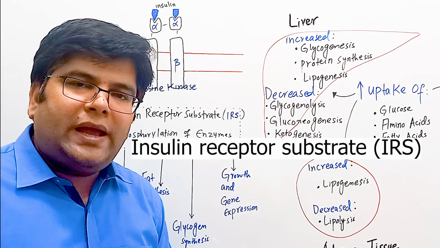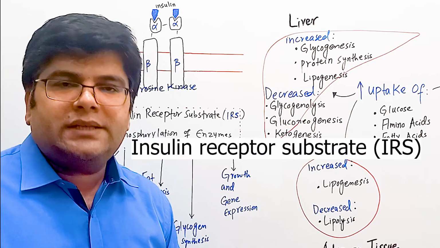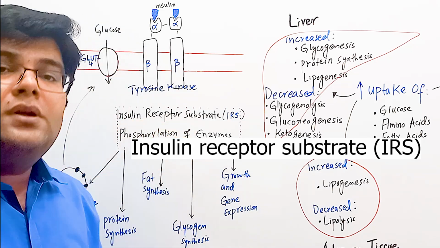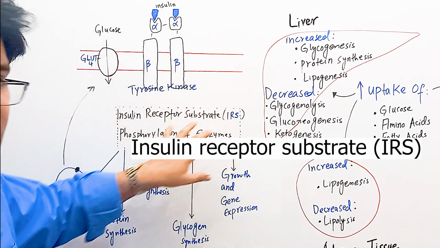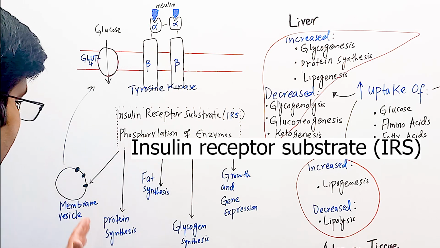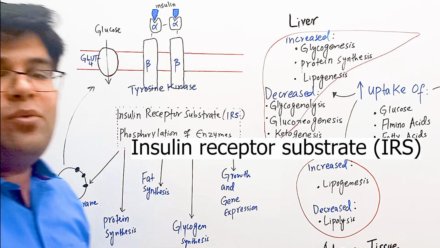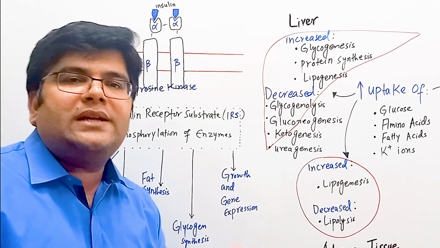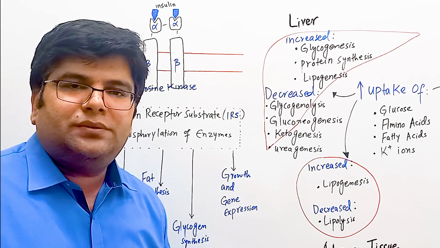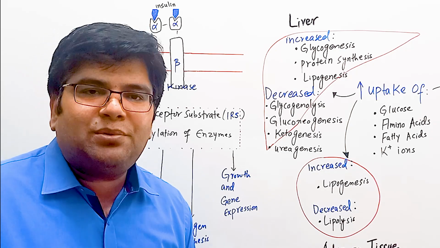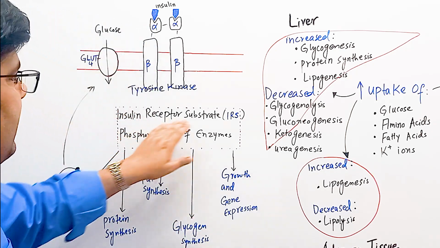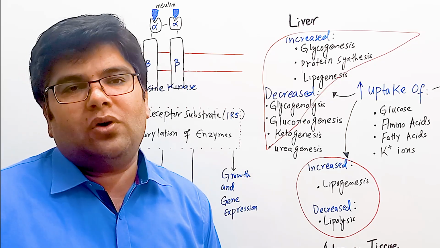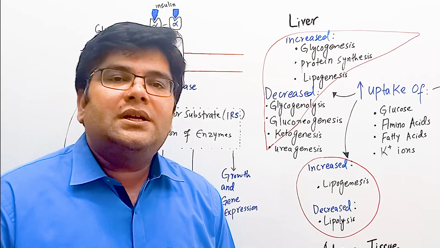A group of enzymes called IRS, or insulin receptor substrate, is also activated. These enzymes, which are phosphorylated, affect the protein, fat and carbohydrate metabolism. By this phosphorylation process, some enzymes are activated and some enzymes are inhibited. There are different types of insulin receptor substrates, IRS1, IRS2, IRS3, and different cells express different types of insulin receptor substrates.